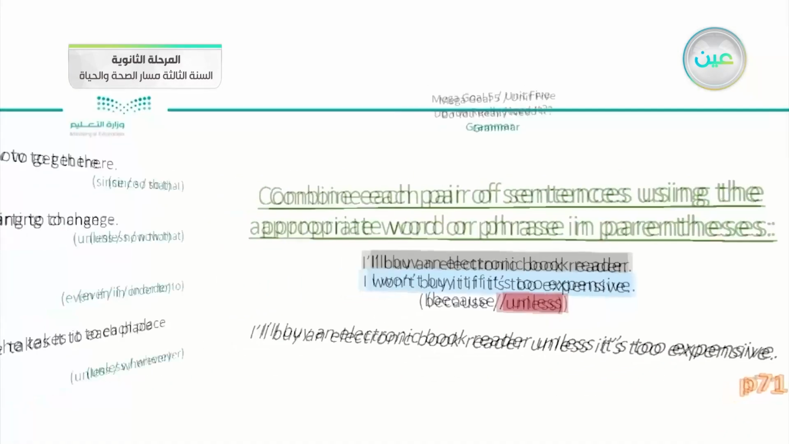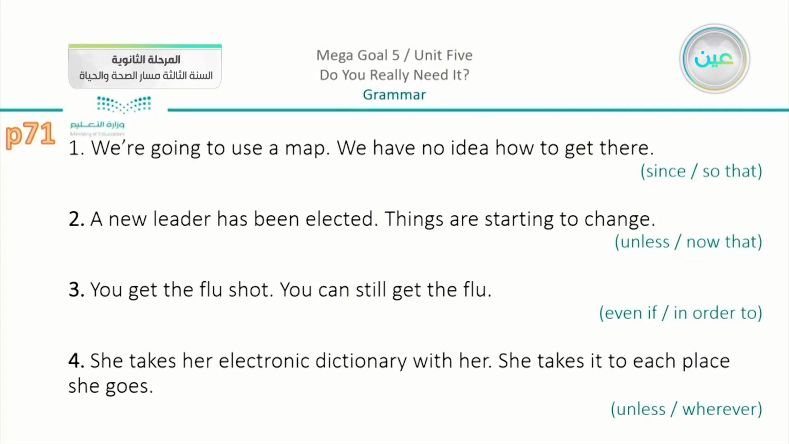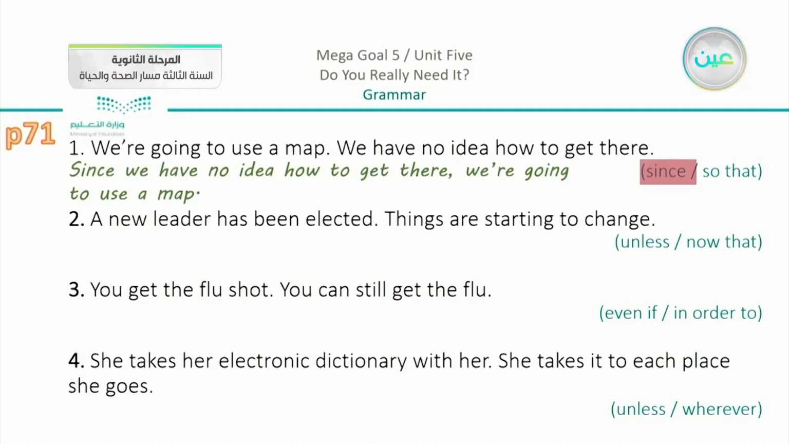We are going to start with our exercises. Now we have here, we're going to use a map. We have no idea how to go there. We have here 2 choices, since and so that. We're going to use a map. We have no idea how to go there. So I need a purpose for using the map here. So I'm going to choose since this time, and we can join the sentence saying, since we have no idea how to get there, comma, we're going to use a map. So we completed the dependent clause, and then we linked it to the independent clause.